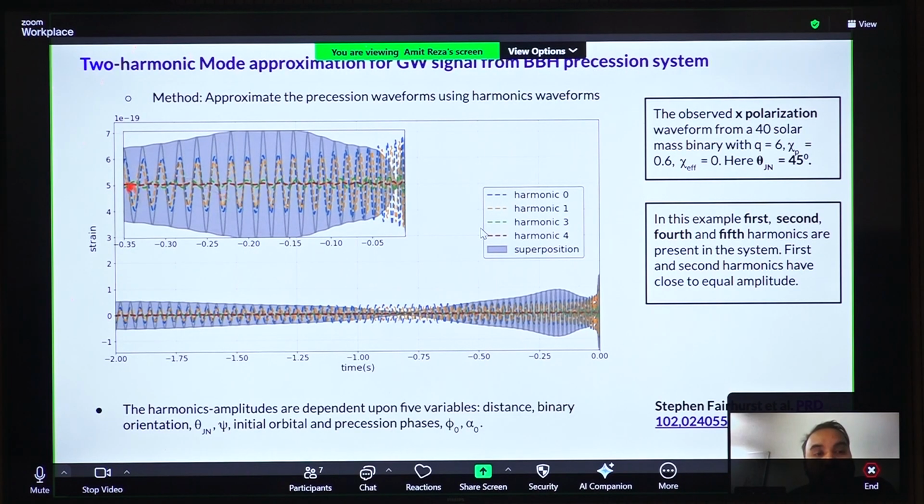If you look at this plot, it shows the different harmonics. The blue is the first harmonic and the orange is the second harmonic. Their behavior is very similar to the aligned system. When you take all the harmonics together in terms of superposition, you obtain the precessing behavior of the signal. Therefore it is very useful to decompose any precessing signal in terms of these harmonics, and then you can do match filtering, or go for the search, and also do parameter estimation through this kind of setup.